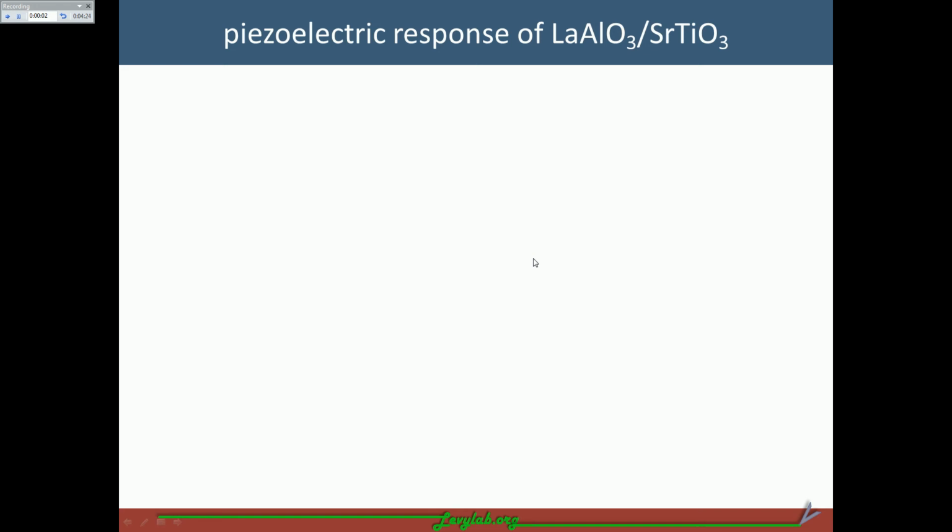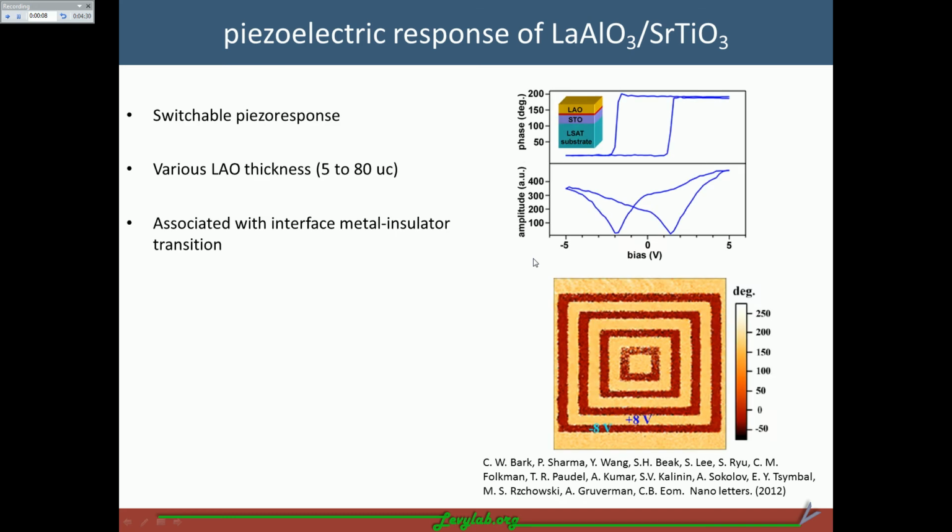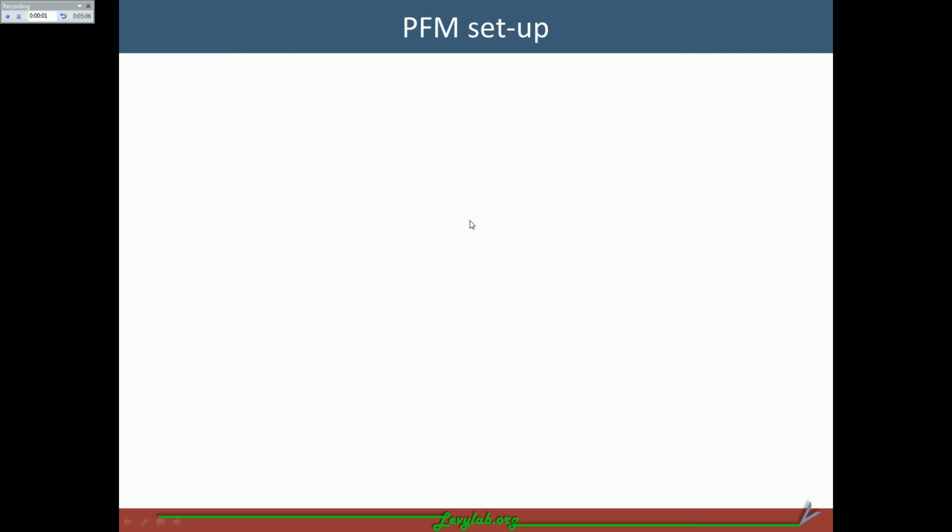And the LaAlO3/SrTiO3 interface has a piezoelectric response, which was also reported in Chang-Beom Eom's group. It shows switchable piezo response, and it was done in various LAO thickness samples. And the piezo response is associated with the interface metal-insulator transition. You can see here the positive bias written area and the negative bias written area have different piezo response, which we can utilize to image the nano devices at the interface. So here is our PFM setup.